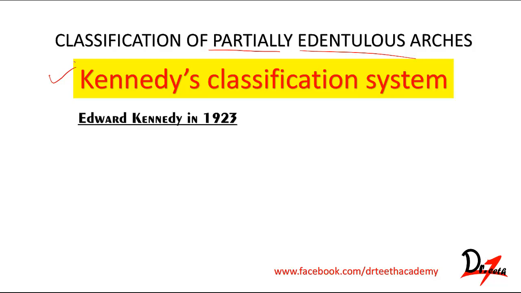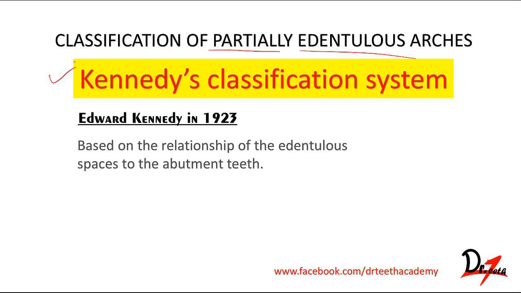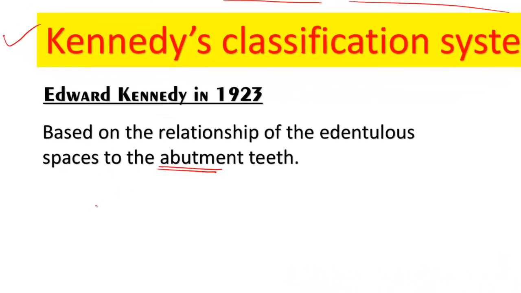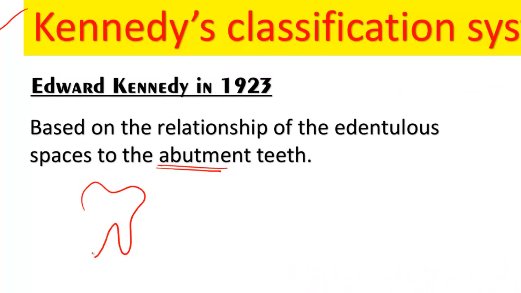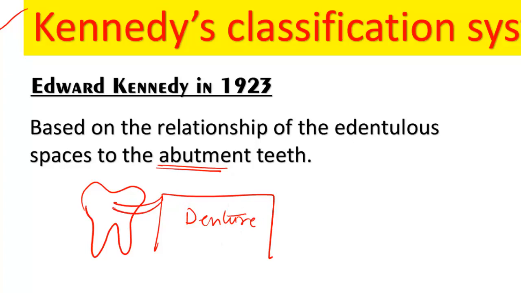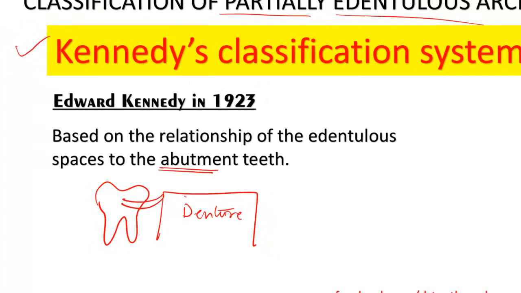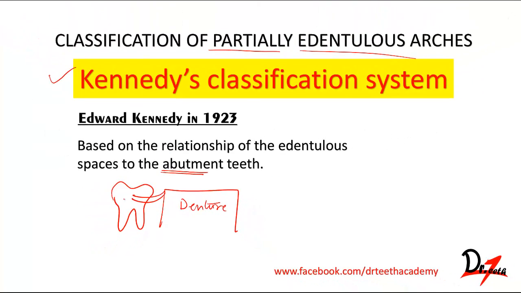It was given by Edward Kennedy in 1923. It is based on the relationship of the edentulous spaces to the abutment teeth. If you don't know, abutment teeth are any teeth that you use for supporting your denture. For example, if this is a denture, it will take support from this tooth and from this tooth. So these are our abutment teeth. It could be any clasp or something.